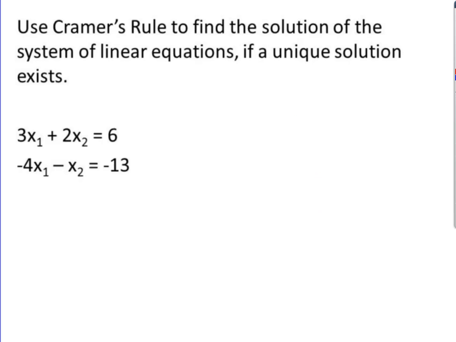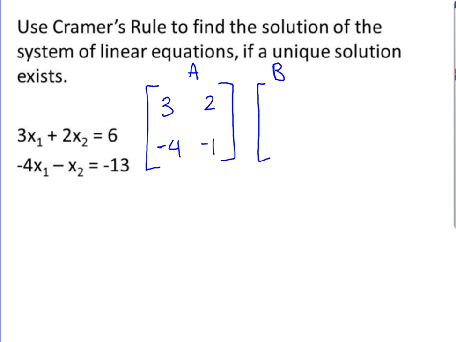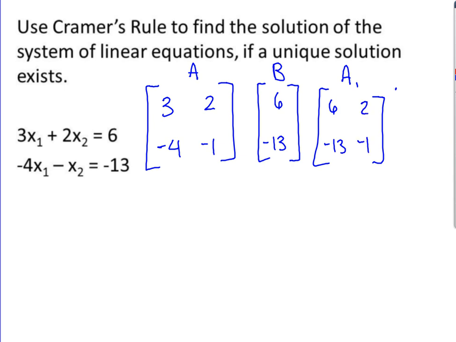If we look at another one, our matrix A is 3, 2, negative 4, and negative 1. Matrix B is 6 and negative 13. Remember, matrix A sub 1 just means you replace the first column of A with matrix B. So this will be 6, negative 13, and this will be 2, negative 1. For your A sub 2, you just replace your second column. So we have 3, 4. If we replace that second column, it will be 6 and negative 13.